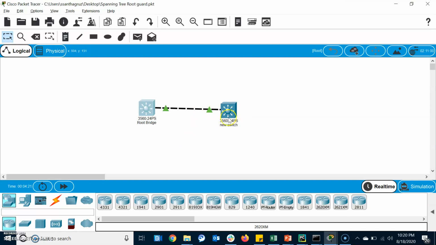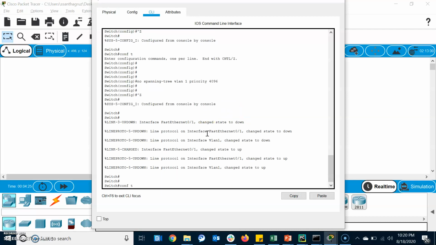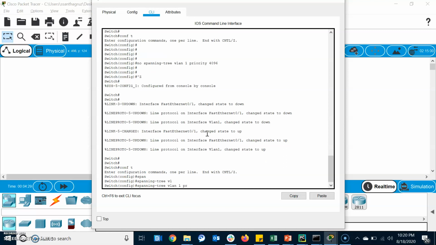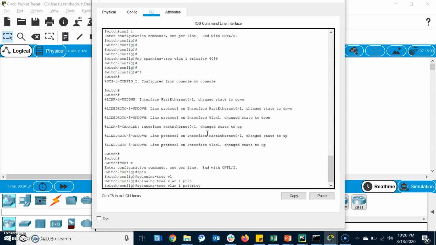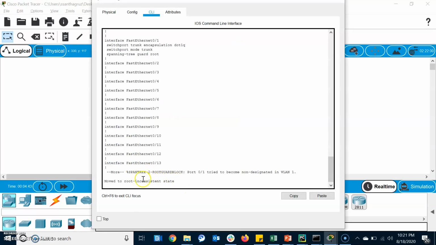So what happened? Now let us go to this rogue switch and I am going to configure it with the better BPDU. Go to spanning-tree VLAN 1. I am going to configure the lowest priority, that is always a better BPDU. It should always be a multiple of 4096. So once I configure the better BPDU, what happens? The root switch's corresponding designated port will enter into a root inconsistent state.